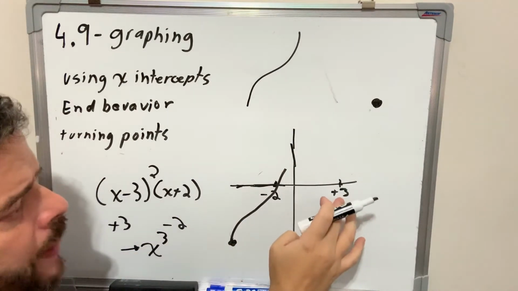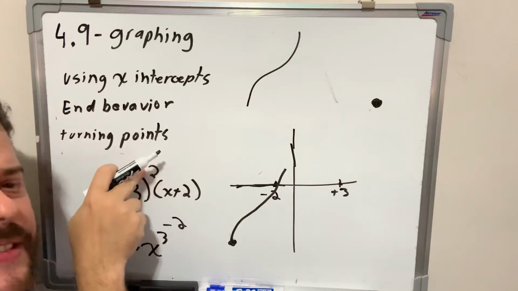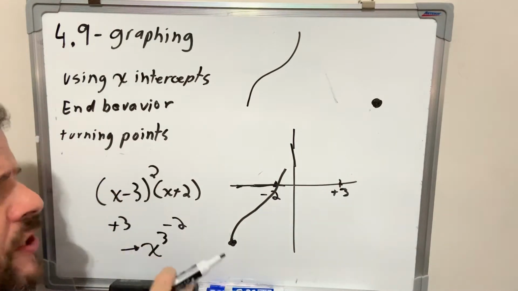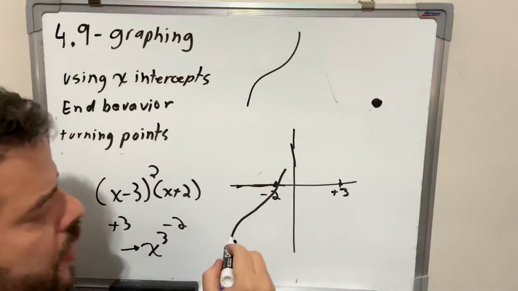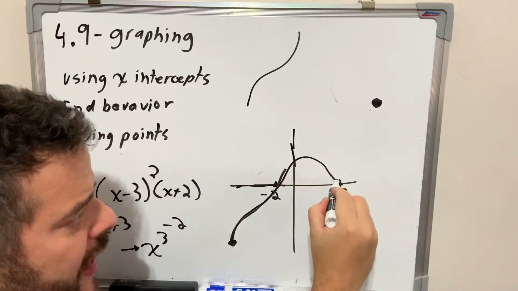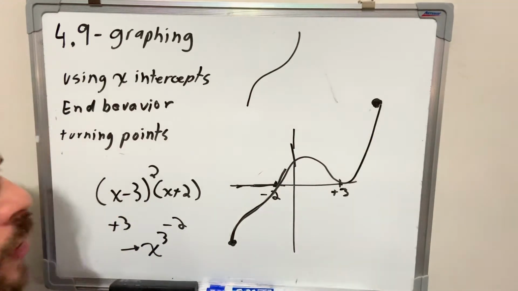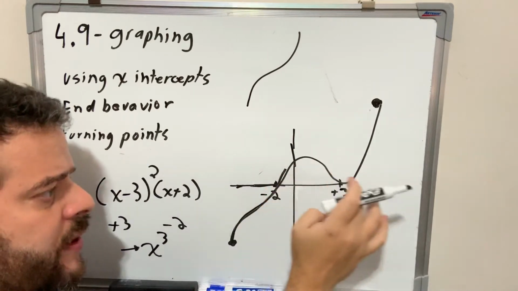Now let's look at the positive 3. The positive 3 is of second degree. When you touch an even 0, you touch it and bounce back. So pretty much the polynomial would look something like this. I bounce and I go up. If you graph this in your calculator, you'll get something like this.